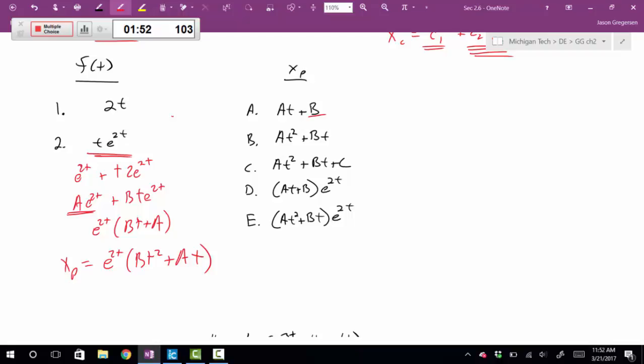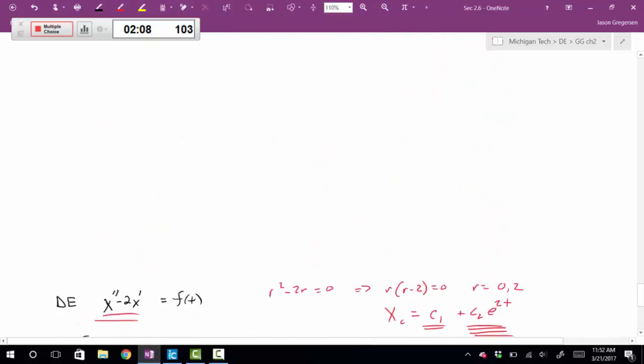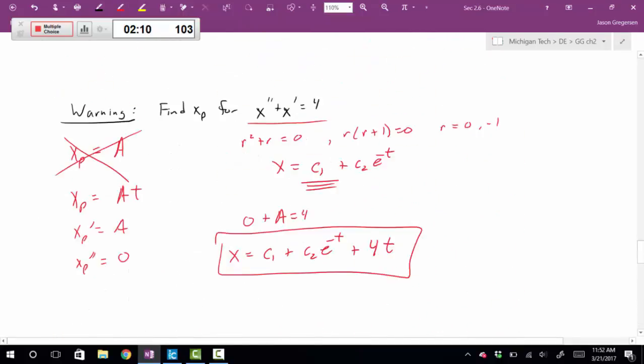All right, so the book's also going to talk about another approach called the annihilator method. The annihilator method is just another method to generate the guess for xp, to generate your general solution form here. Once you get that, you still have to go through the process of solving for the coefficients, okay? And I'll talk through briefly what that looks like.